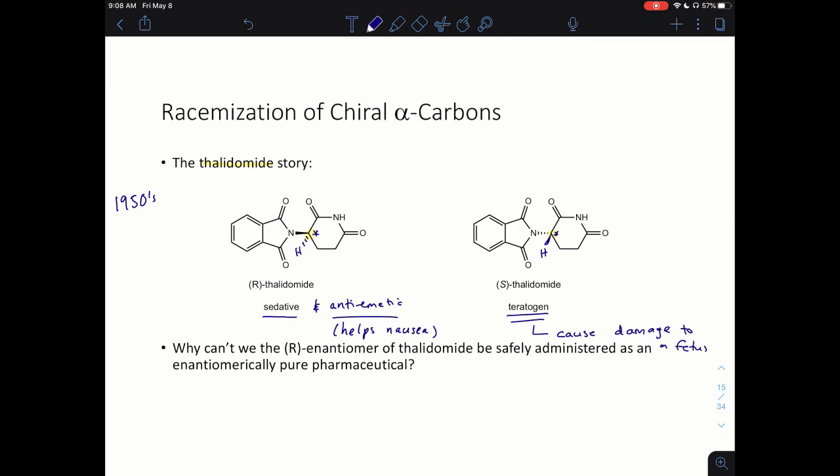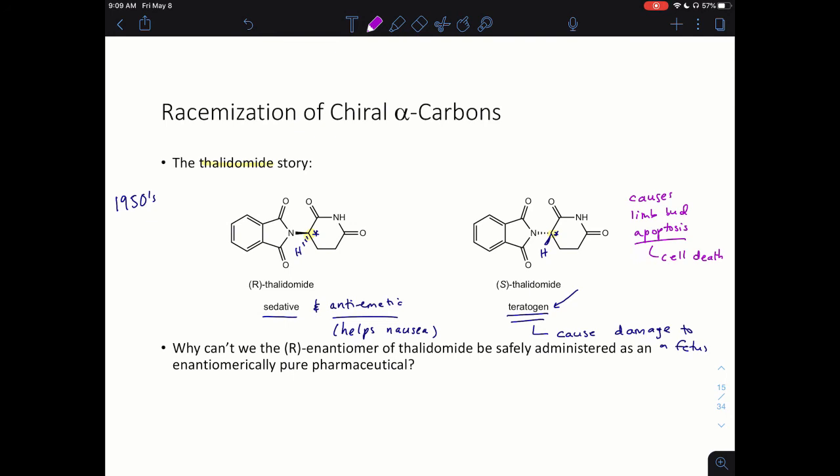Now, unfortunately, at the time, they did not realize that the S enantiomer had different biological activity. It was a teratogen, which means that it causes damage to a fetus. Now, in particular, the S enantiomer of thalidomide causes what is referred to as limb bud apoptosis. Now ask yourself, what is limb bud apoptosis? Well, apoptosis means cell death. And what do you think a limb bud is? Well, it's the developing limb of an embryo, of a fetus.